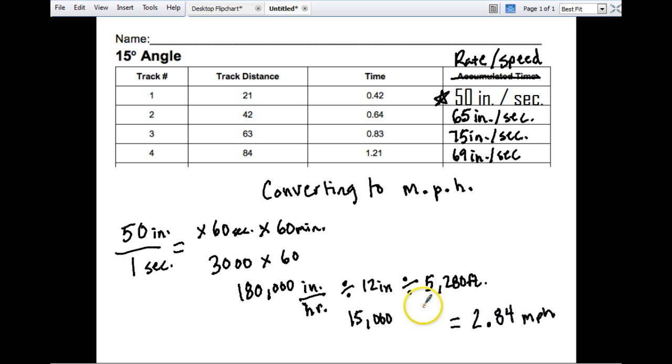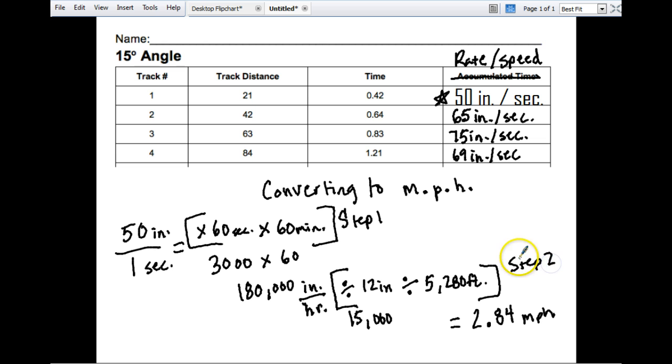So it's 2.84, and this is miles per hour. Let me just explain what we did very quickly. We took 50 inches and we times it by 60 seconds and then times it by 60 minutes. And then we divided it by 12 inches and by 5,280. I'm going to put a box around what you would need to do with the 3 times that you have to find. This is your step 1. This is your step 2. But there are micro steps inside of each step.